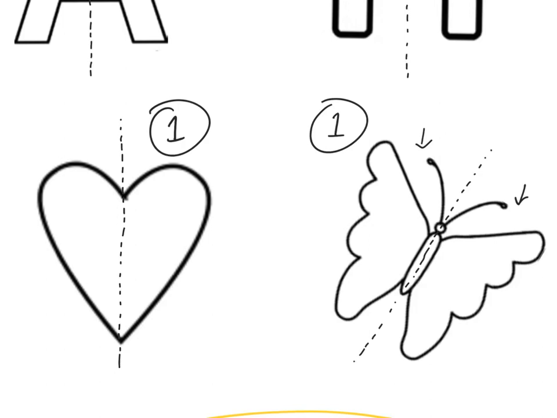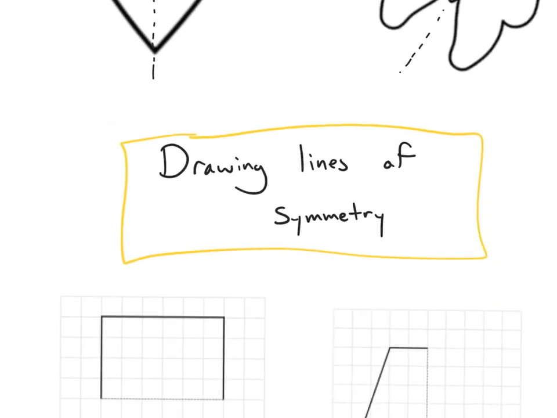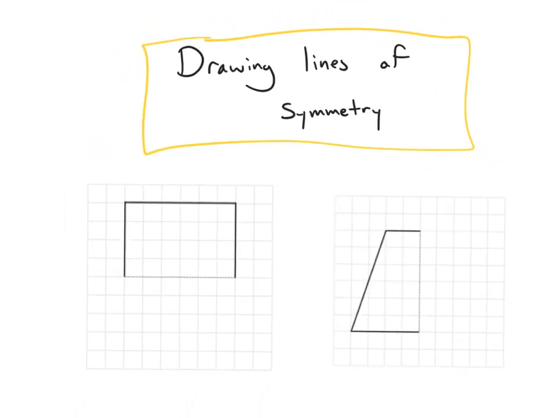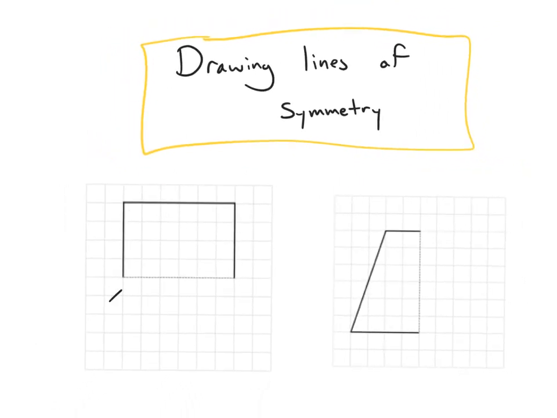Okay. So finally, we're going to look at drawing lines of symmetry. And so what we're going to be doing here is completing these shapes using this dashed line right here as the line of symmetry for the shape. So right now these shapes are incomplete. So we are going to complete the drawings of both of these shapes and create this dashed line as the line of symmetry. So in order to do this, I'm going to try to create a mirror image on this side of the grid paper that matches this image over here.